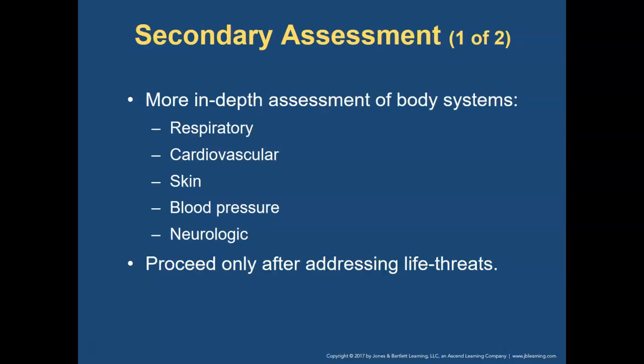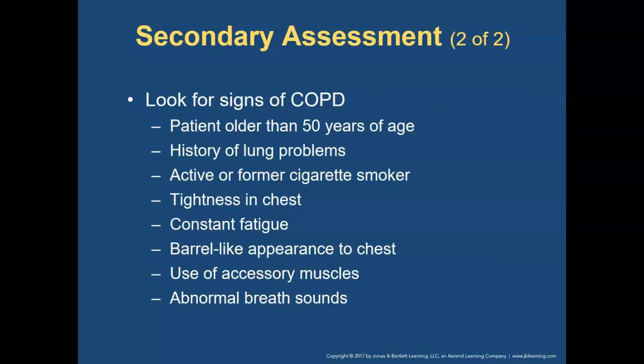to continue on. So the secondary assessment, a little bit more in-depth assessment of body systems. We only want to proceed with secondary assessment if the life threats have been addressed and treated as always. So make sure you keep an open mind, gather as much complete history as possible and perform a secondary assessment. When we do that, we're looking at respiratory, cardiovascular, skin, blood pressure, neurologic. Now, if you do have some monitoring devices, if you're a service that has that, you want to go ahead and do that. Make sure you're getting some vital signs and what their O2 saturation is and all of that.